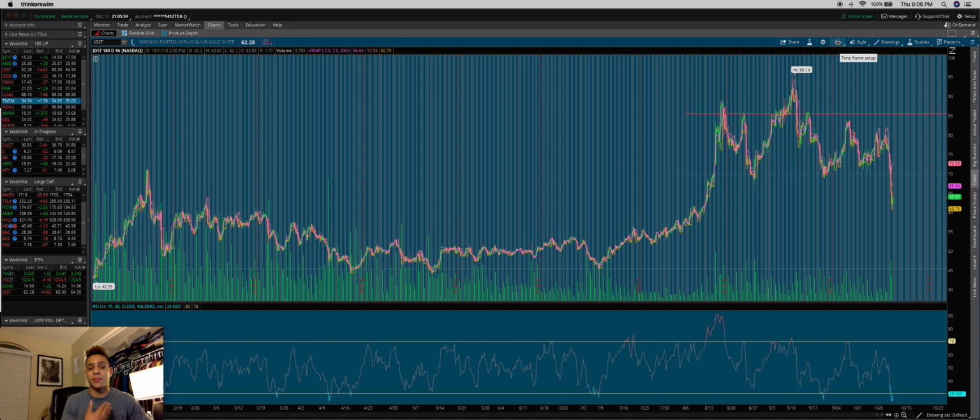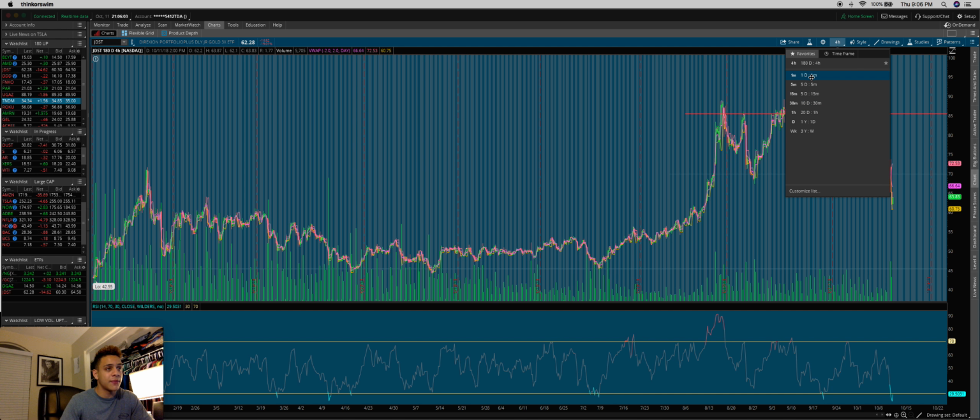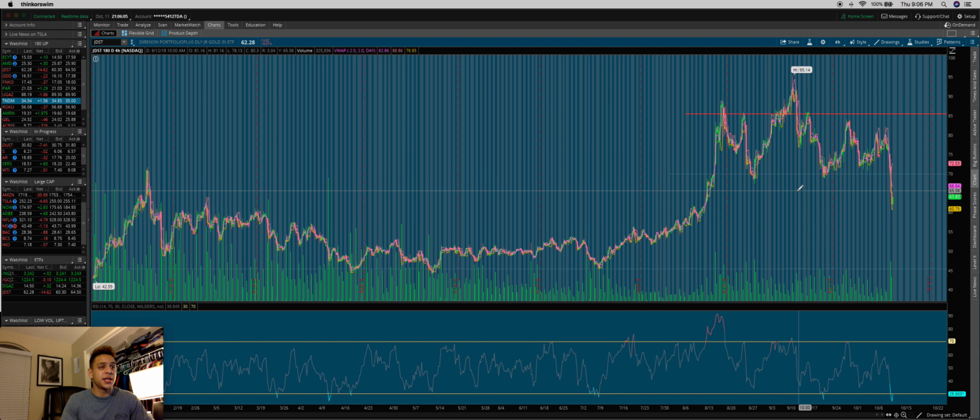What goals do they have? What plans do they have? That is also very important, one of the factors we have to take into account. So JDST, I thought it would bounce right off of this 180-day 4-hour support level at $70. It broke it. It came down to 67, 66. I bought in at 66.30. I'm holding it overnight, currently at 62.28. I believe it went to 63.83 after hours.